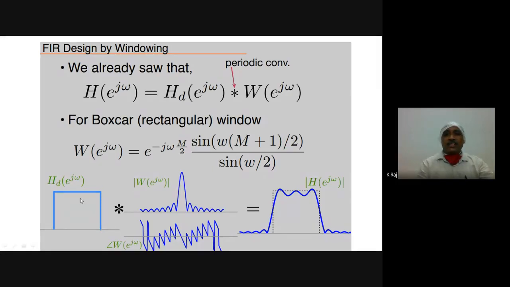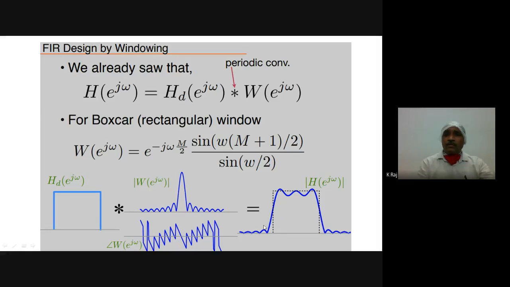So here the impulse response has been converted into the frequency domain, and in the frequency domain, the representation H_d(e^{jω}) has to be periodically convolved with the selected window, and the window is in the form of the sinc function. After the convolution, we will get this type of response here. The upper one is the amplitude response, and the lower one is the frequency response of the selected window. We have also observed these types of graphs during our lab work, when we used the MATLAB functions.